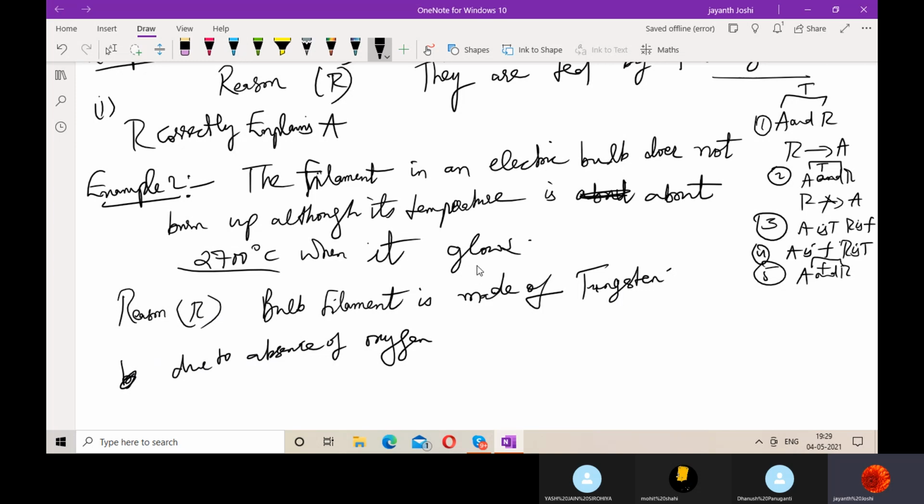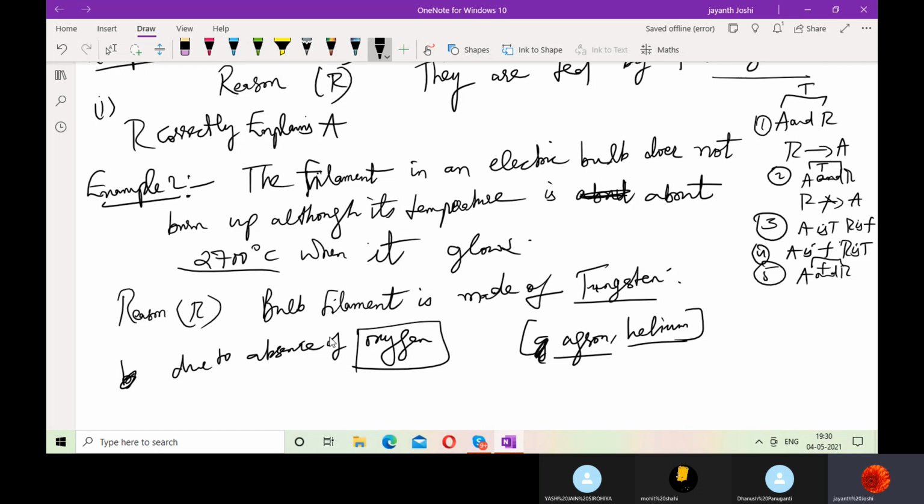The bulb is first evacuated and then filled with inert gas like argon and helium. Actually, in the bulb, argon and helium gas is filled up. Because there is no oxygen, it does not burn, because oxygen can make things worse. These gases can absorb the heat, but oxygen would not; it would even make things worse. And the bulb filament is made up of tungsten. That is absolutely right.